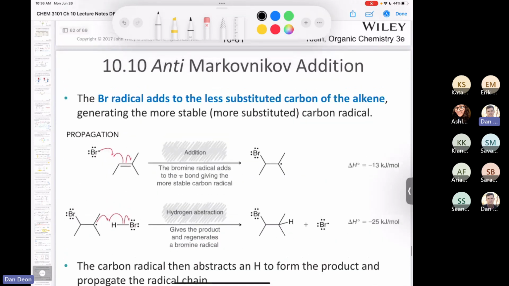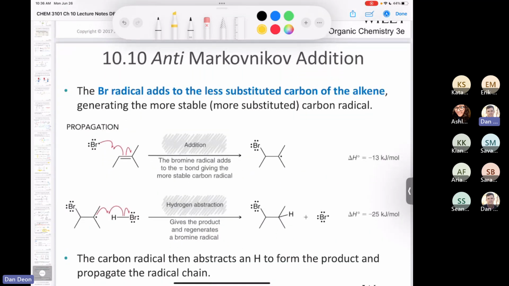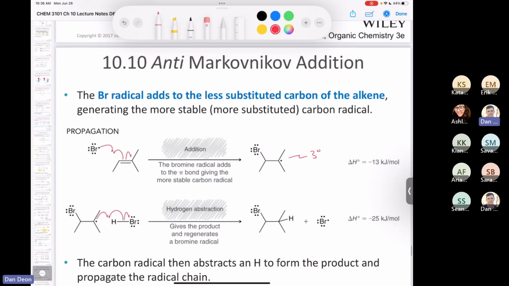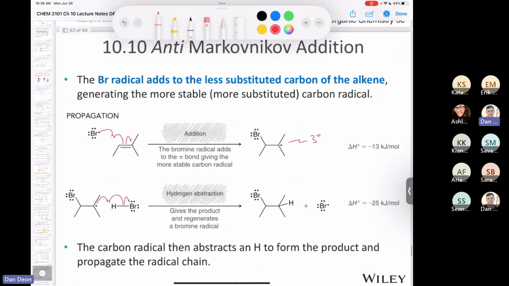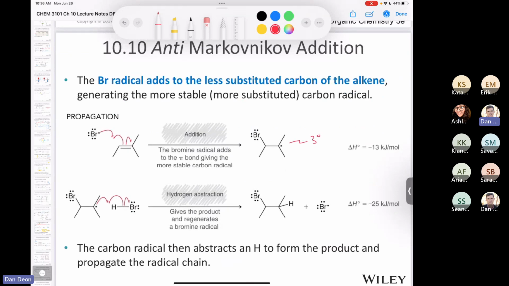When we do the addition this way, we end up with a more stable radical because this radical is a tertiary radical. Whereas if we do the Markovnikov addition, we end up with this secondary radical. But remember, that's only the first step that we've drawn, the bromine addition, or the addition of a halogen. And then what happens is we do a hydrogen abstraction in the second step, and you end up regenerating the bromine radical. And so the carbon radical, after it abstracts the hydrogen, forms a bromine radical, and it propagates the chain reaction, or the radical chain. So this is a chain reaction overall.